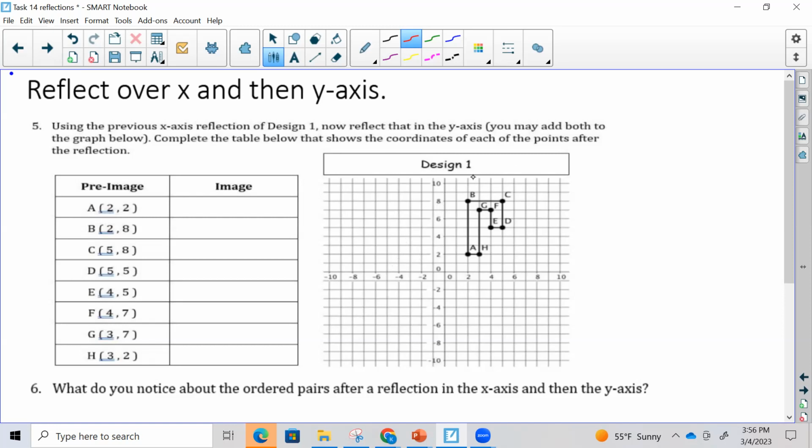Okay, so we are going to take this pre-image and reflect it over the x-axis. We're going to start by reflecting it this way. And then once we get that, we're going to reflect that over the y-axis this way. Okay, so we're going to do 2 reflections. When I do this over the x-axis, I'm going to count each point to the x-axis and then to the other side.